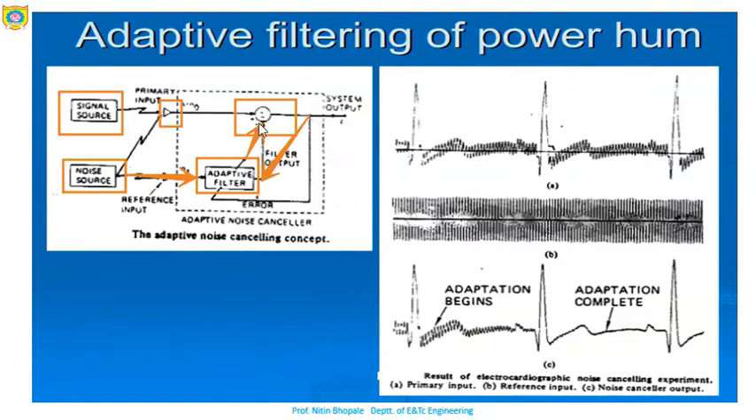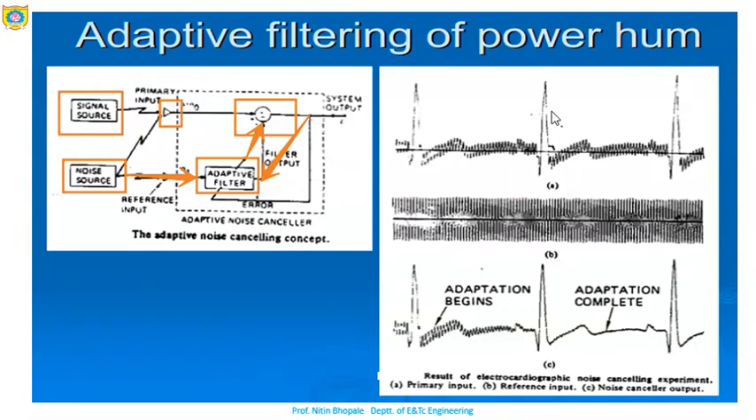This is nothing but the summing block. Along with the signal source, this adaptive filter will work. That is in short called an adaptive noise canceller. This entire block is nothing but the adaptive noise canceller. So this is how the system output will be decided.